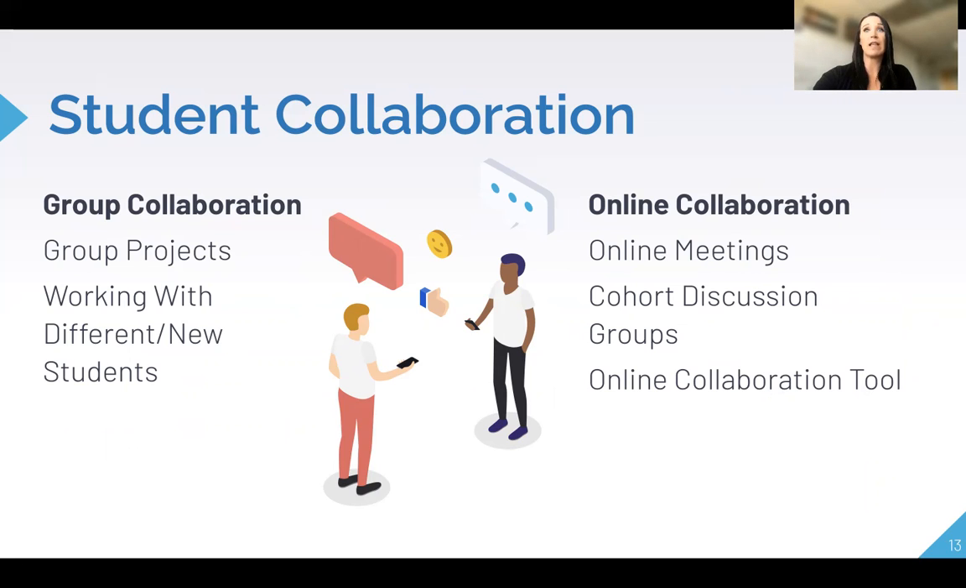Another aspect of student collaboration is online collaboration. Online meetings are a great way to create student collaboration opportunities in online courses. Students and faculty members commented on liking Microsoft Teams for online collaboration. Cohort discussion groups were mentioned as a form of online collaboration. Student participants described an online collaboration tool as an important aspect of student collaboration. Online collaboration is imperative in online courses that support students' persistence.